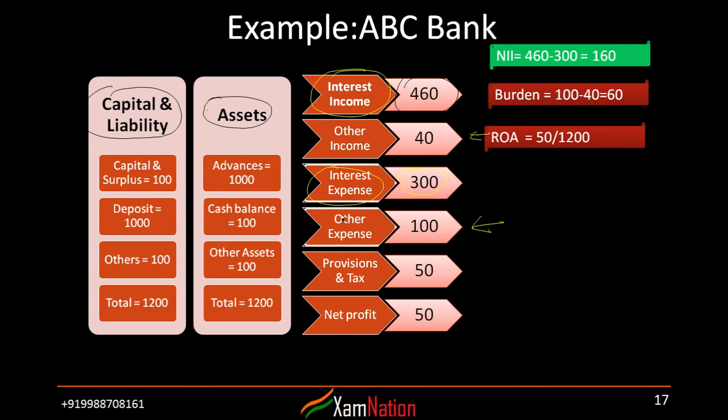If you talk about ROA, it is net profit, which is 50, upon total assets, which is 1200, so 50 over 1200 is the ROA. If you talk about ROE, that would be 50, the net profit, upon total shareholder funds, which is 100 here. Capital and surplus is 100 here, so this would be your ROE. So this is about the various parameters. Now we will further work on ROA and ROE, but that we will do in the next video.